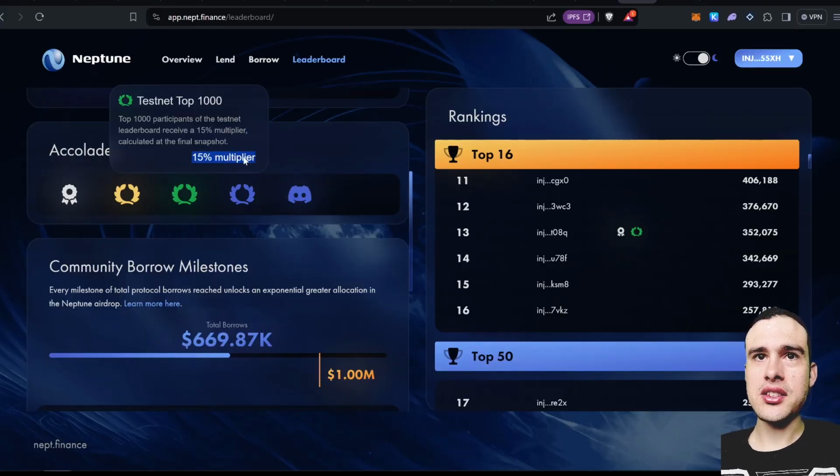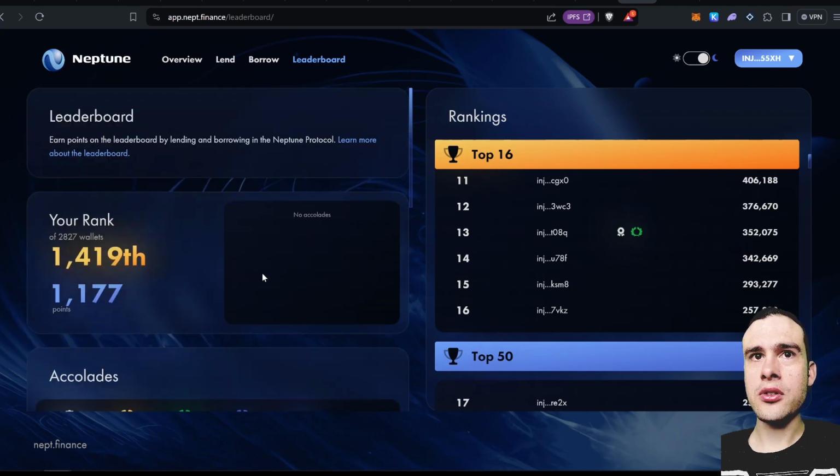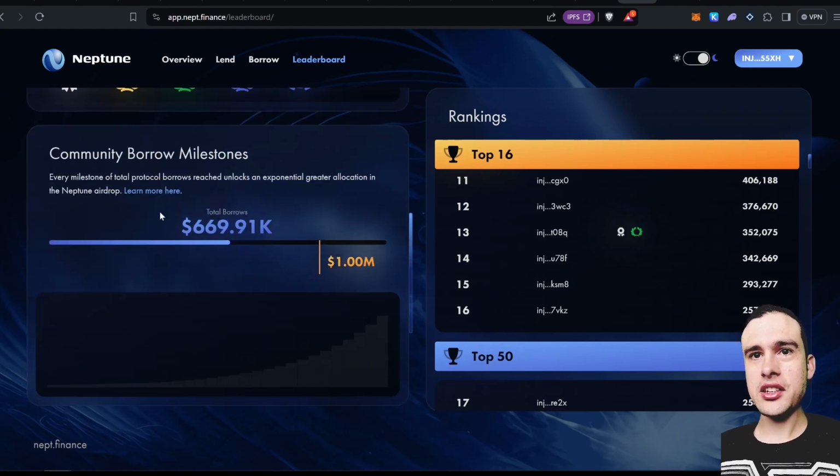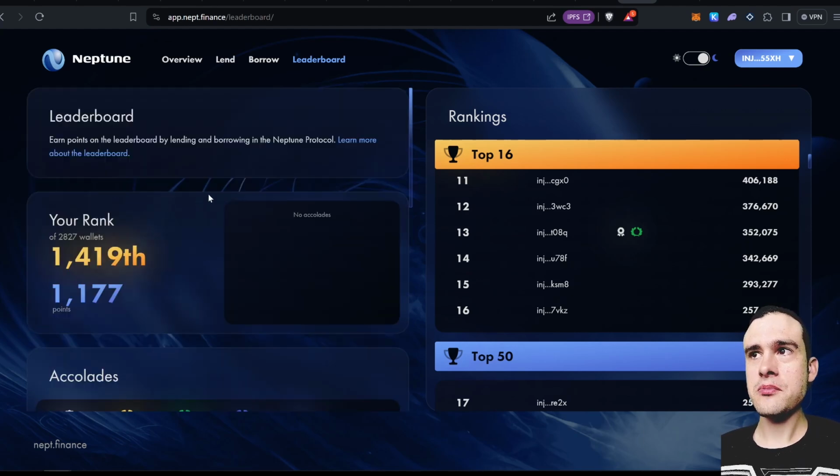I started using this in January, and I believe the snapshot for the airdrop was earlier than when I started using it. So unfortunately, I don't have any accolades or anything like that, but I did use the testnet and it was a pretty smooth process and the user experience was good. So that's why I decided I would use the mainnet.